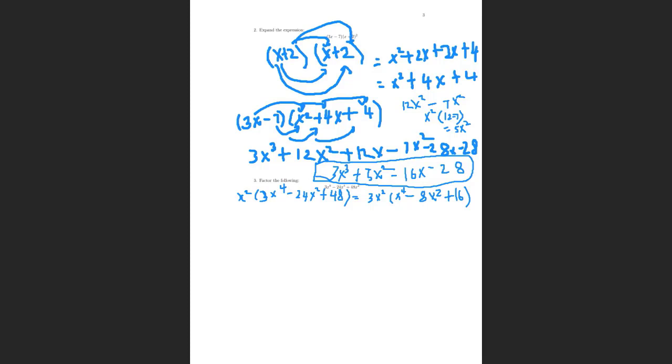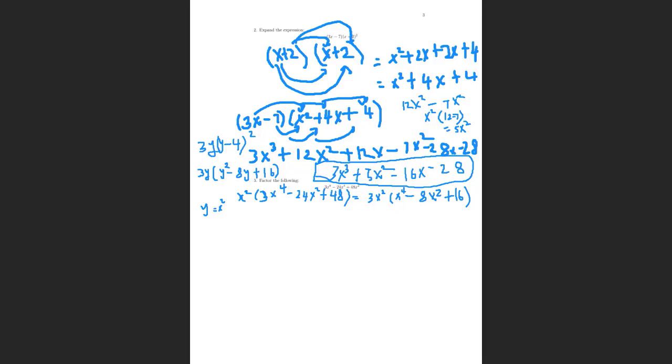It's setting y equal to x squared and rewriting your entire expression. So that would make it 3y, and if y equals x squared, then y squared equals x to the fourth, so you get y squared minus 8y plus 16. And now this is an easy quadratic to factor, and you can just rewrite that as y minus 4 whole squared times 3y.